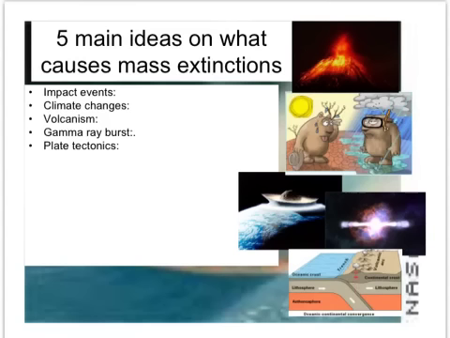Okay, and statistically, they've said that approximately one gamma ray burst would be expected to occur close enough to Earth to affect it in the last 550 million years. So just one event probably triggered by a gamma ray burst. The last idea is plate tectonics.